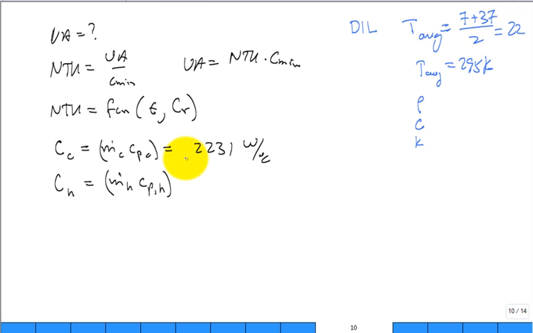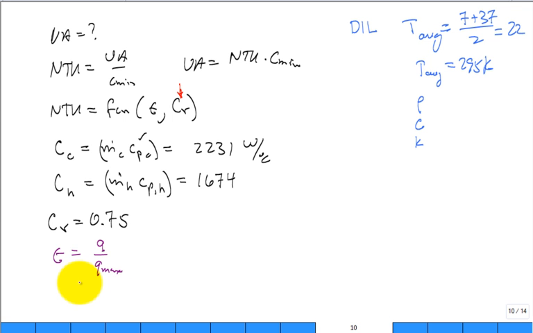So that was for the cold fluid to give us the heat capacity rate of the oil, 2231. The heat capacity rate of the hot fluid, 1674. So C sub R, the ratio, is 0.75. All right, so we have this part. I need to get the effectiveness. The effectiveness is the actual Q divided by Q maximum.